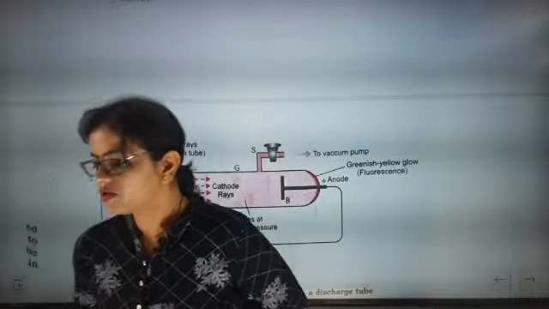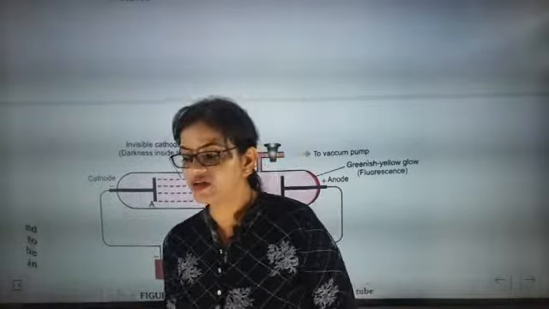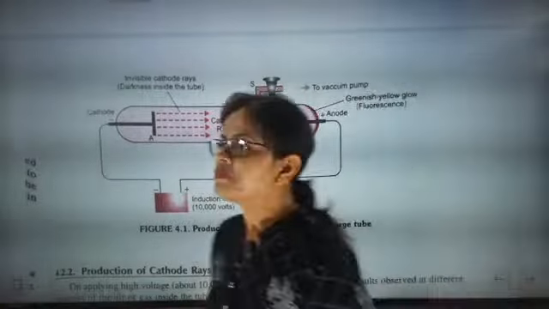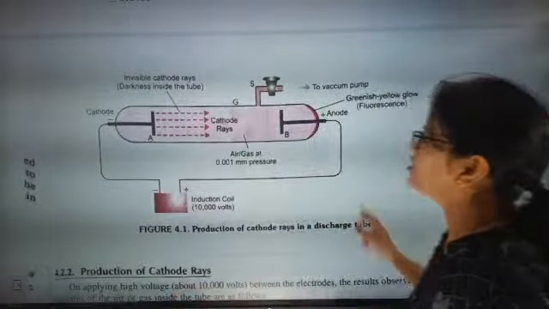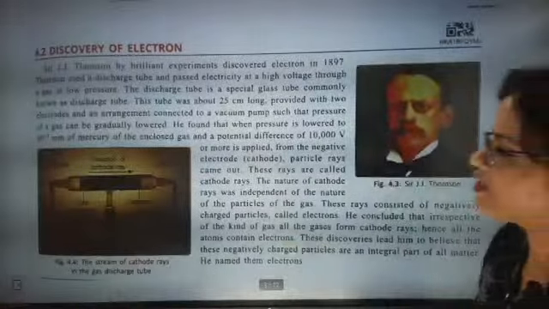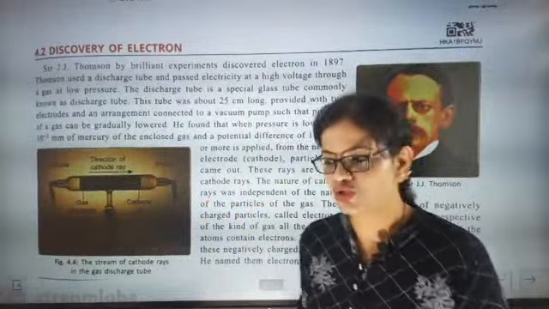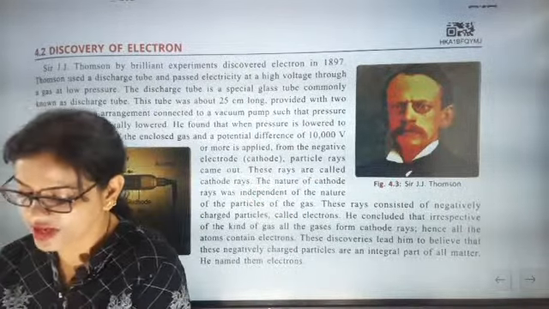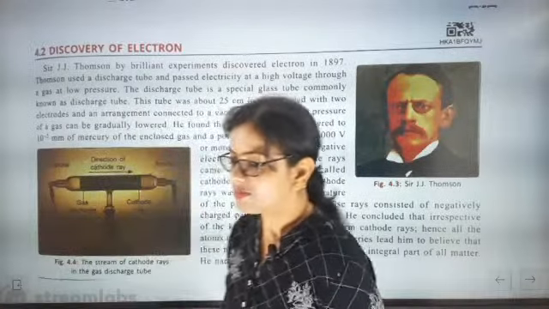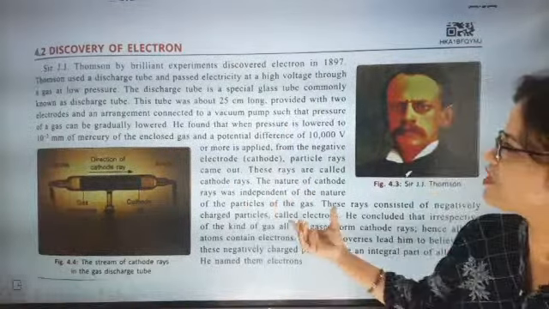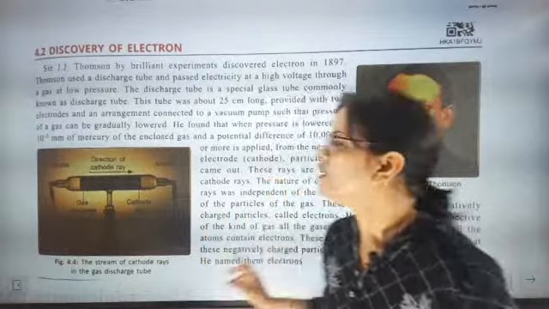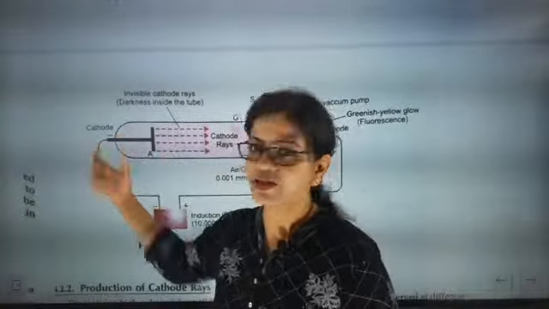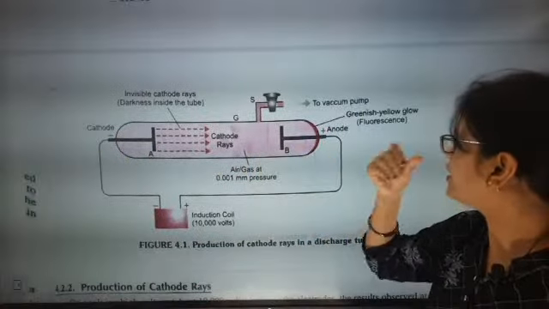Okay, fine. Now look here. Last class in the morning we were discussing the cathode ray experiment. I discussed J.J. Thomson's experiment, in which we took a discharge tube made of glass, approximately 25 centimeter in length. There we took 2 electrodes, one cathode and one anode.